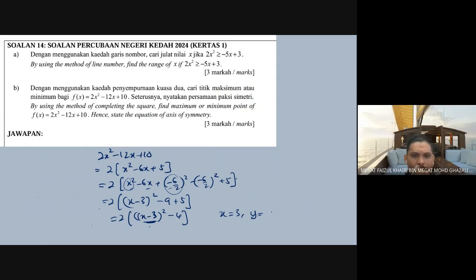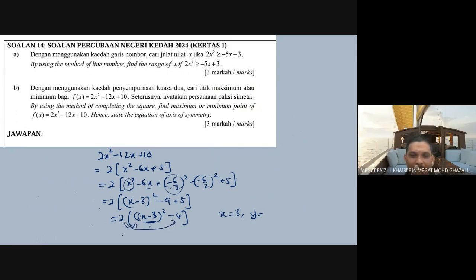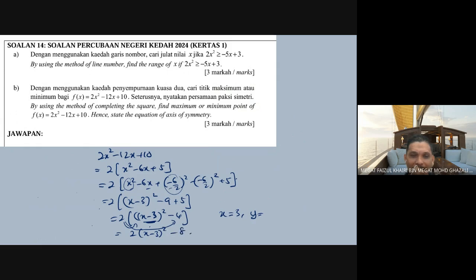We need to expand this. Negative multiply 2, right? Yeah, correct. We have to expand. When expanded, negative 4. So 2 times (x minus 3) squared minus 8. So x equal to 3 and y equal to negative 8.